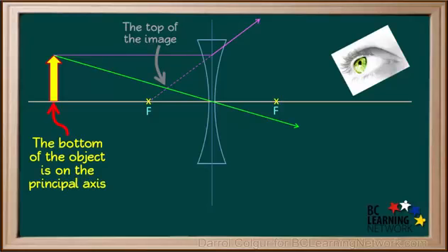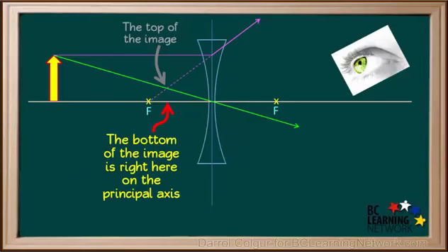The bottom of the object is sitting on the principal axis. So the bottom of the image will appear right here on the principal axis, directly below the top. Now that we know where the bottom and the top of the image will be, we can draw the image in.